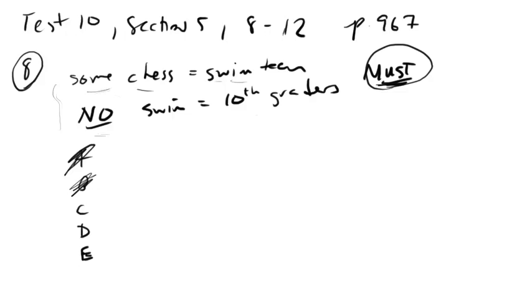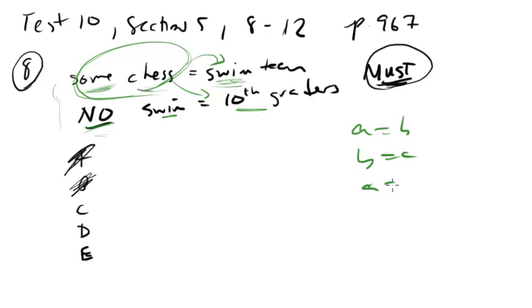Now, aha. This must be true, and why is it this case? Well, look at what they tell us. They first tell us that some chess club members are on the swim team, okay? Then they tell us that no member of the swim team is a 10th grader. That means, since some chess members are swim team members, that therefore some chess members must not be in 10th grade by this connection. This is almost like an A equals B, B equals C, A equals C relationship going on here. You could also draw it with Venn diagrams.